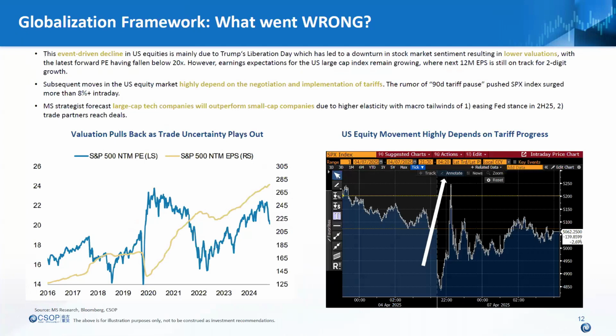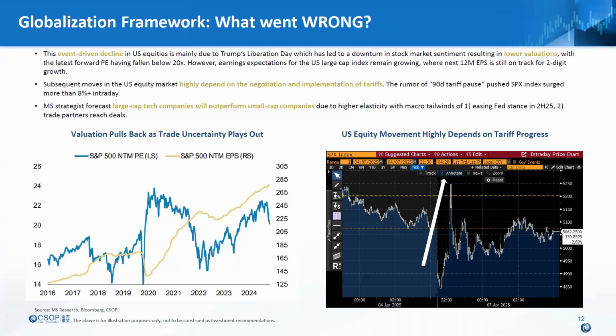And moving to the equity market, to the US stocks, as the market comes down these days, we should know that yes, the US stock decline in April is more of an event-driven decline because the earnings expectations for the US large cap index remain strong, where the forward 12 months EPS is still on track for roughly two-digit growth. And looking forward in the near term, the US equity market is highly dependent on the negotiation and also the implementation of tariffs. For example, the rumor or expectation of a 90-day tariff pause at least pushed the S&P index this month to surge more than 8% intraday after the declines.